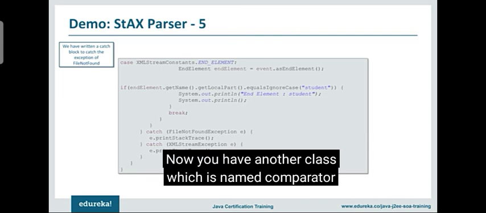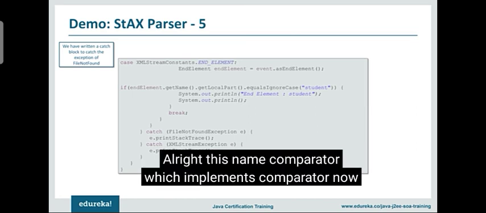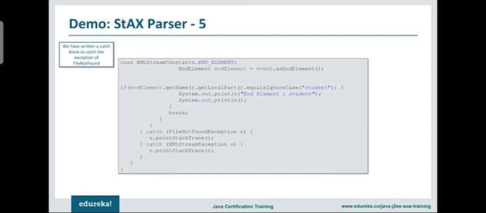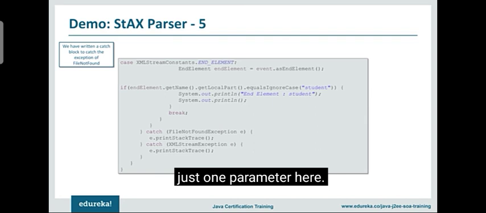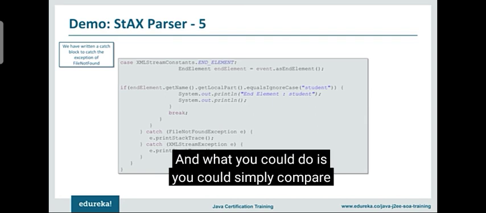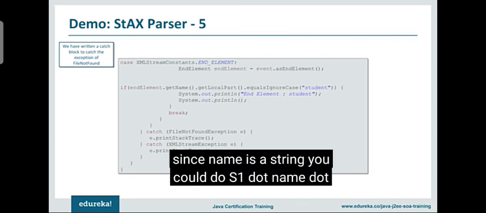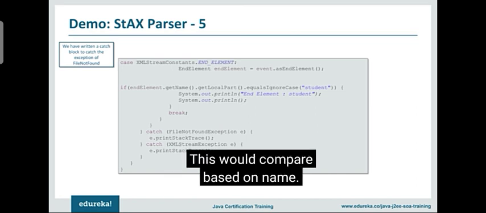Now you have another class which is NameComparator, which implements Comparator. If you see the compare method, it takes two parameters. The earlier one, the compareTo method in Comparable, was taking just one parameter. Here it is taking two parameters. And what you could do is simply compare based on name. Since name is a string, you could do s1.name.compareTo(s2.name). This would compare based on name.